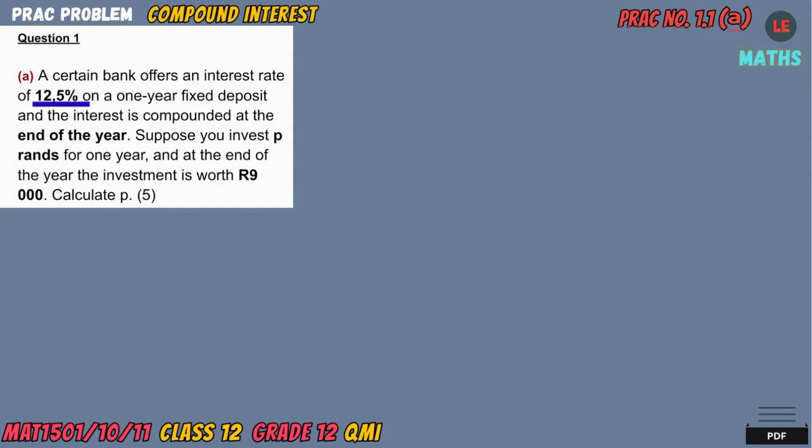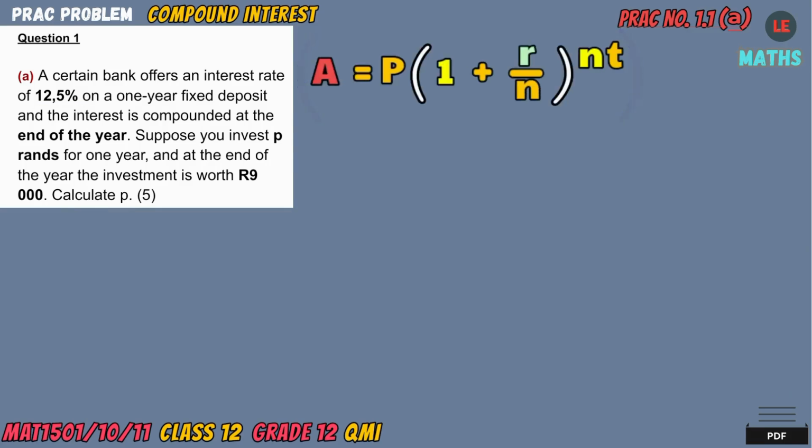The interest rate of 12.5% in decimal is 0.125. To find this, it is just 12.5 divided by 100. For this problem, we use the compound interest formula, which is written as so. A is the amount you get after the investment period has elapsed. In this problem, the A is 9,000. P is the principal amount. It is the amount you initially put into the account for investment. In this problem, that amount P is what we are looking for.